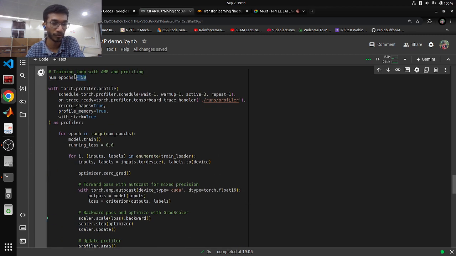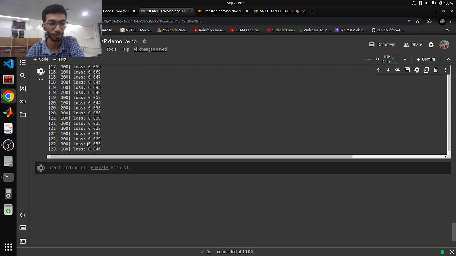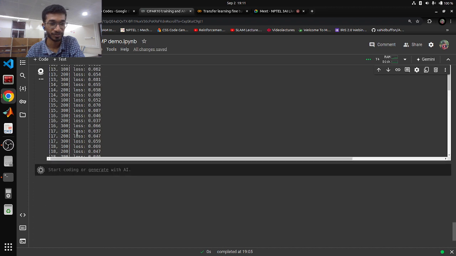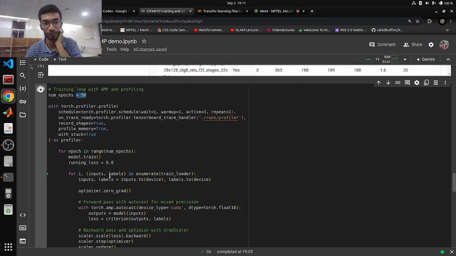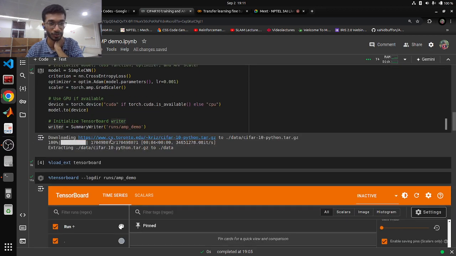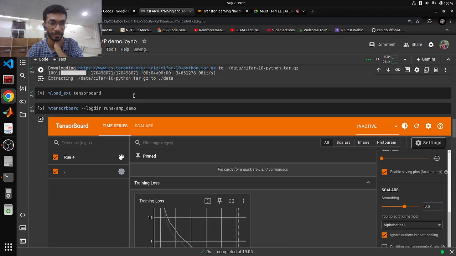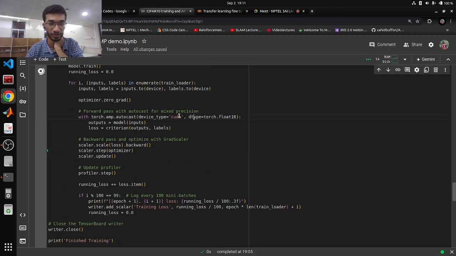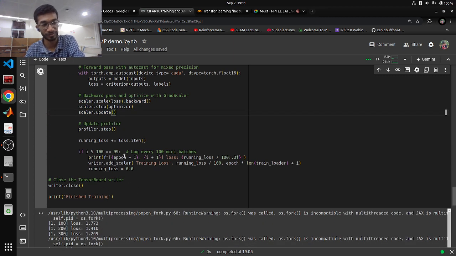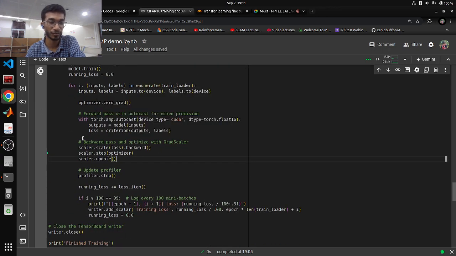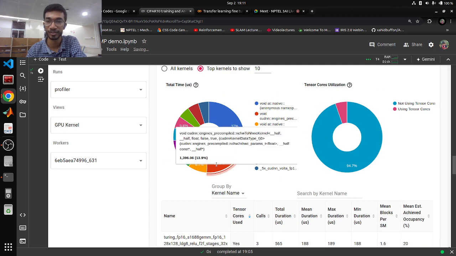I kept about 50 epochs running. Maybe as homework, you can try to compare this against without the use of automatic mixed precision. You basically have to comment out this line here, take this out of the loop and keep it running, and the scaler part you can comment out. If you do that and put a timer around this, you can get a comparison of how AMP is aiding in your training process.